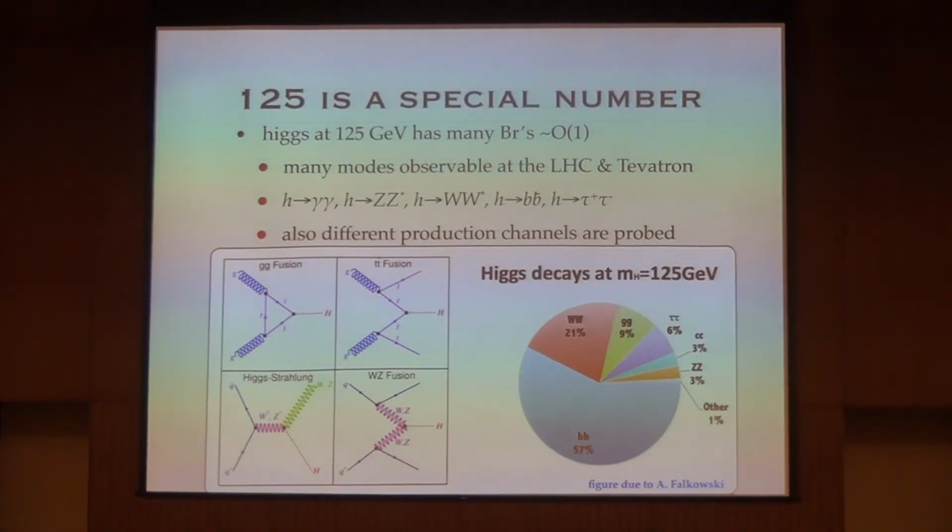So 125 is a special number. Higgs at 125 GeV has many branching ratios which are order 1. So that's very nice. So there's many modes that are observable at LHC.